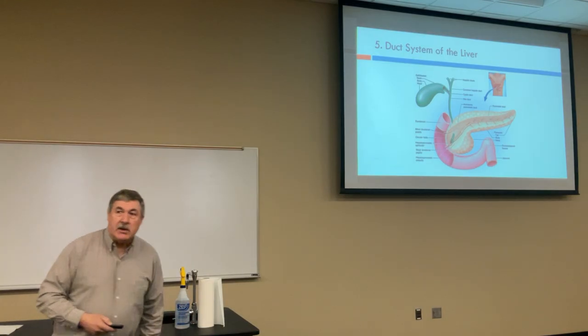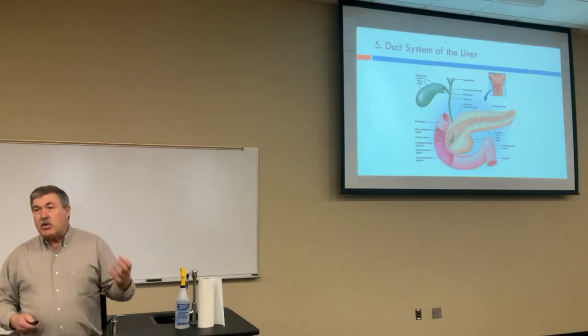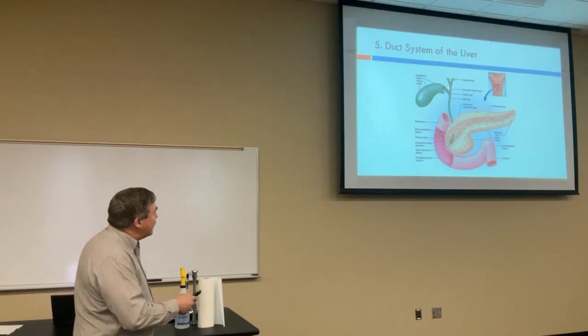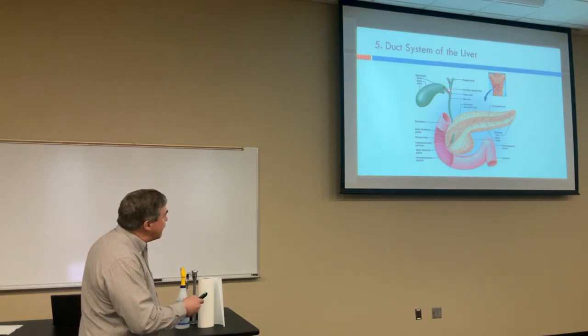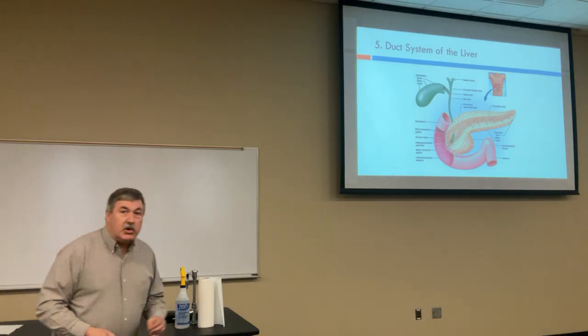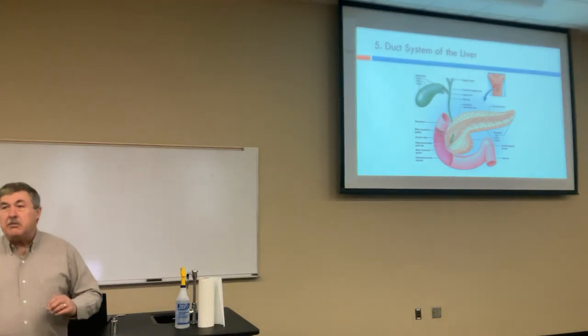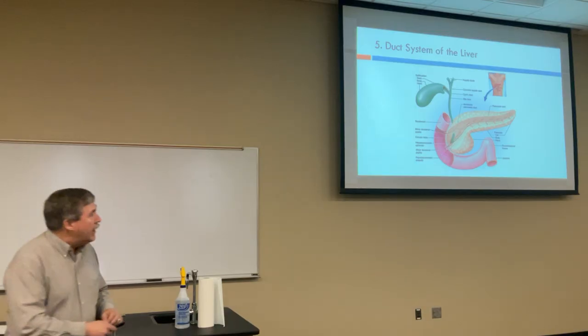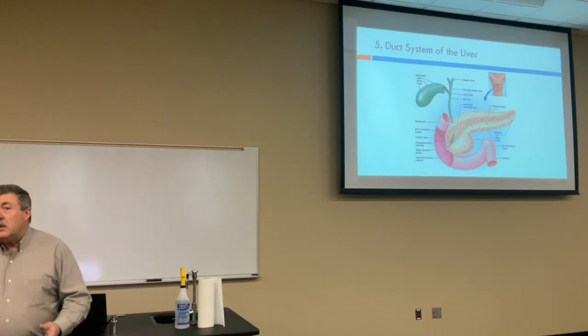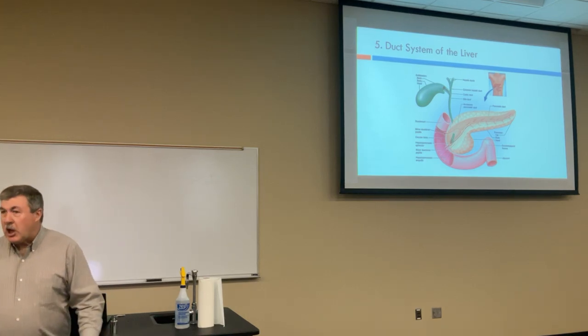The cystic duct is what drains the gallbladder. The gallbladder stores bile when it's not needed. And where the cystic duct comes together with the common hepatic duct, that forms what's usually called the common bile duct. On this diagram, for some reason, they're just calling it the bile duct, but most commonly it's the common bile duct.